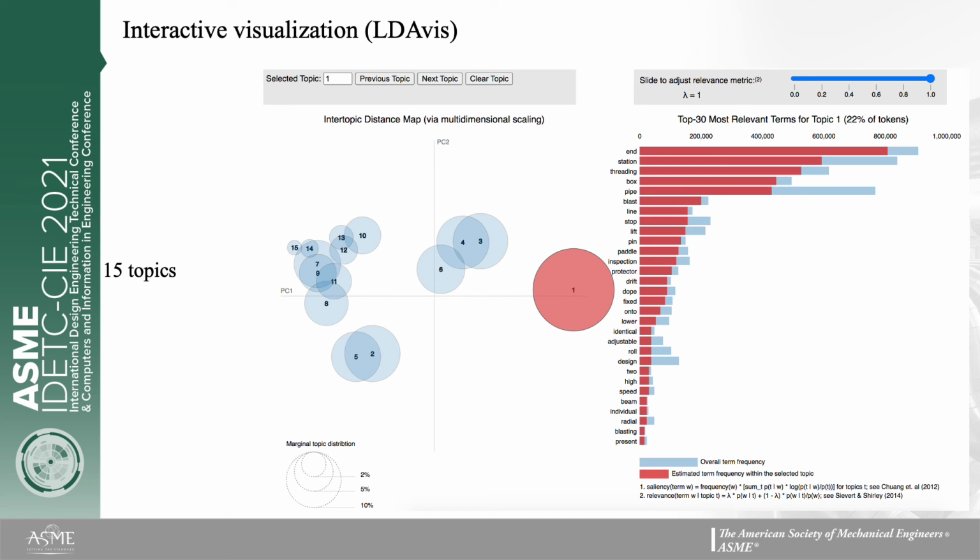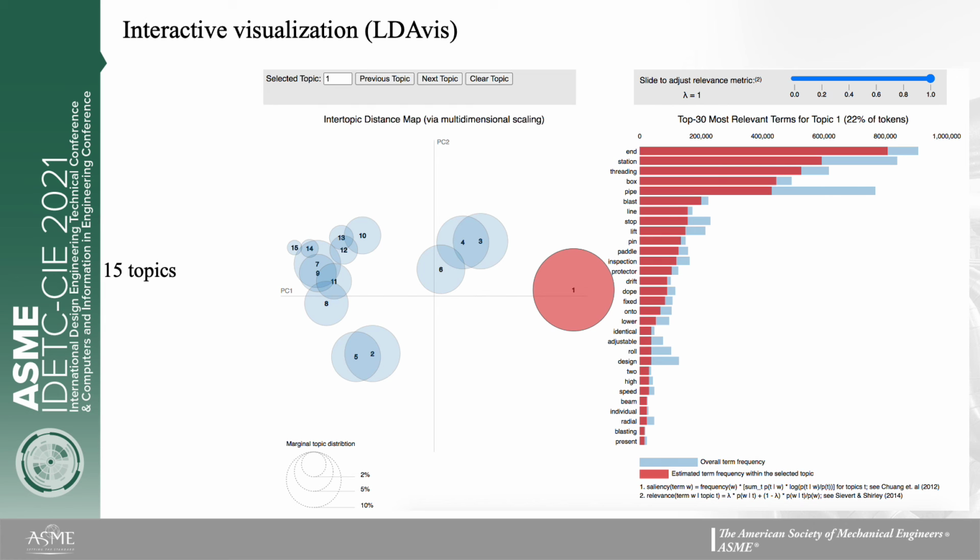On the right-hand side, we have the word distribution for each topic. Here we pick the top 30 words within each topic, and since each term can contribute to multiple topics, certainly not all of the terms should be considered during the topic interpretation.